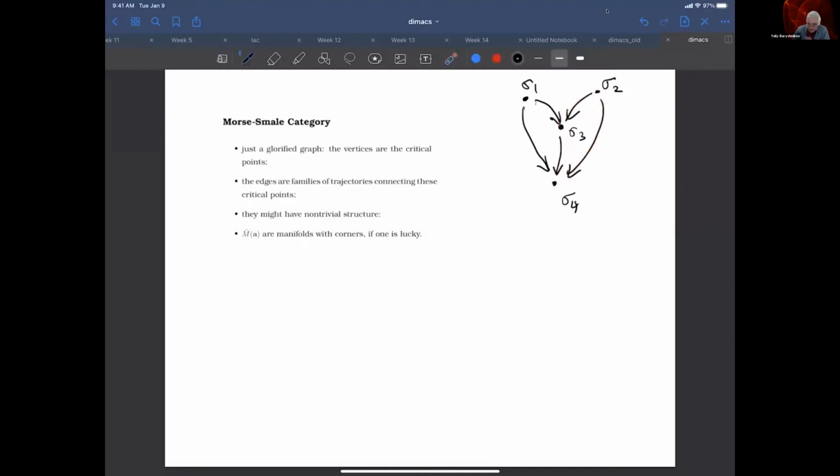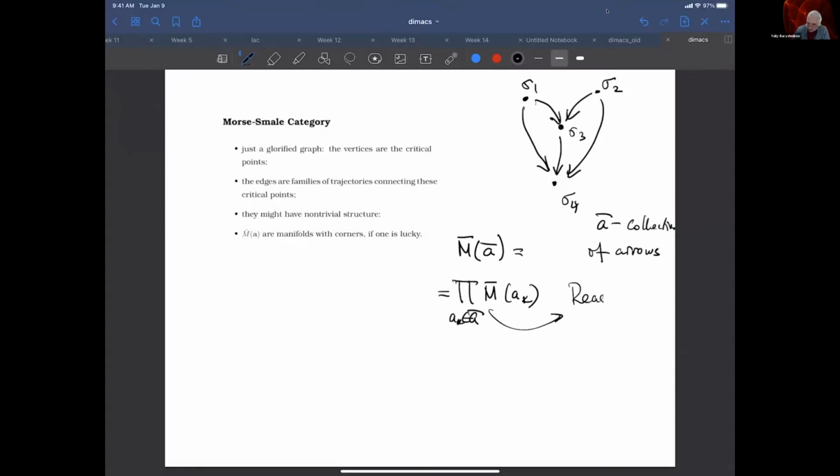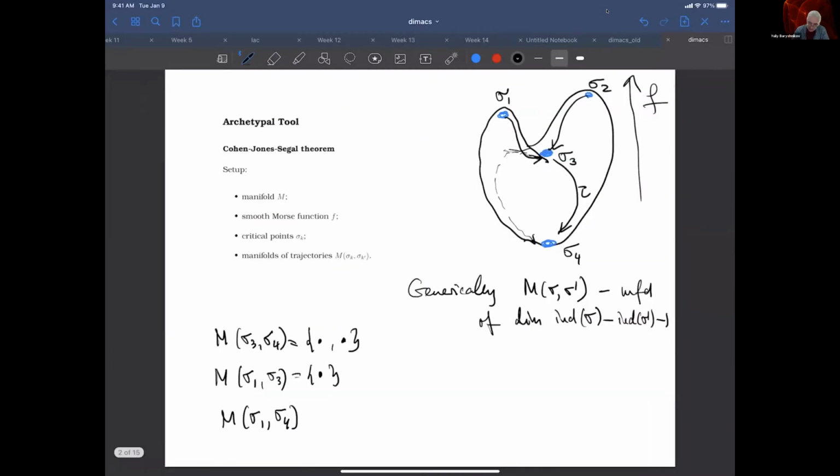So for any collection of those arrows, say A is a collection of arrows in this graph, you can form the product of these manifolds, right? This is the product of manifolds M of A_k, where each A_k sits in this vector of arrows, and each of these is some reasonable compactification of the manifold M of A_k, right? So remember, before we were looking at the trajectories going from this point to that point, not stopping on the way, right?